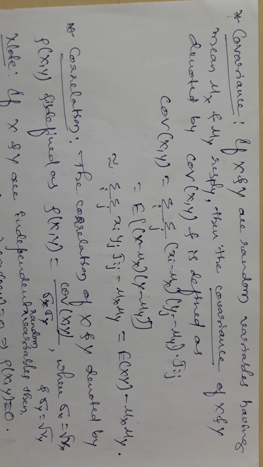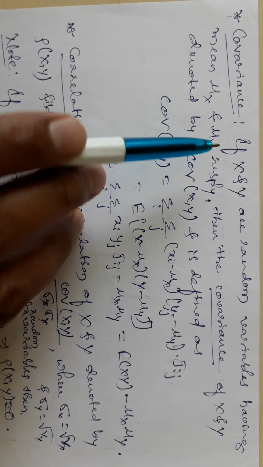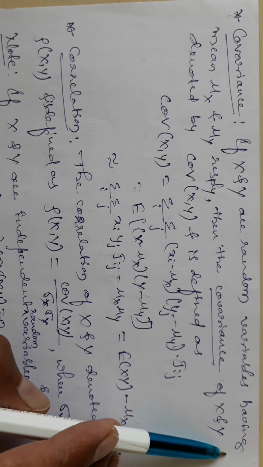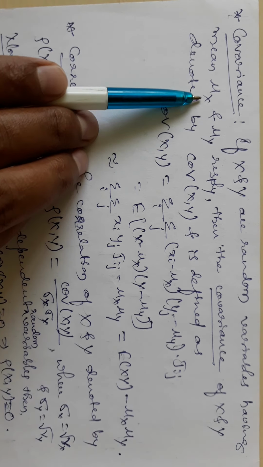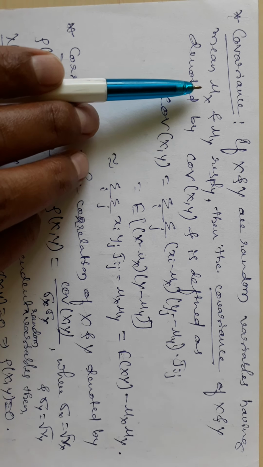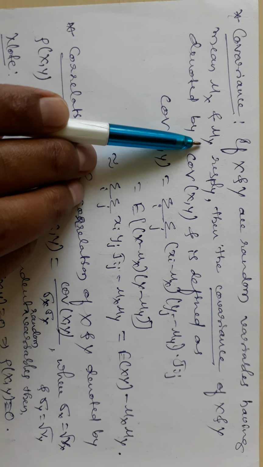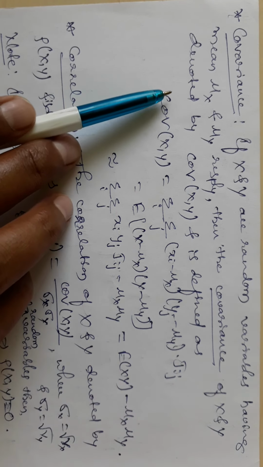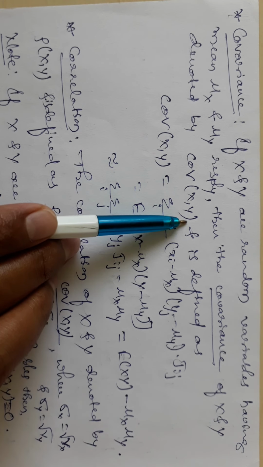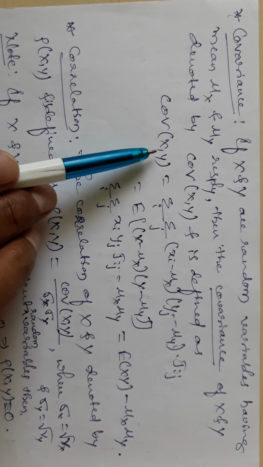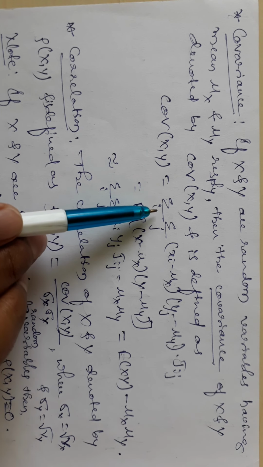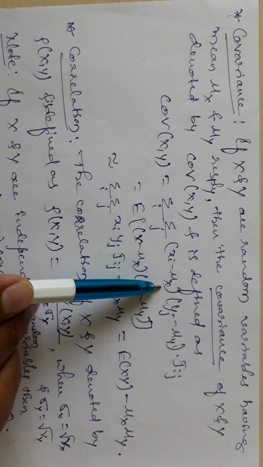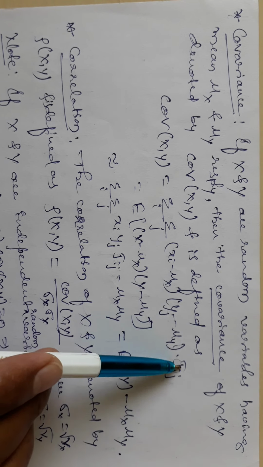Now the third one is covariance. If x and y are random variables having mean mu x and mu y, that is expectations E of x and E of y respectively, then the covariance of x and y is denoted by COV of xy and is defined as COV of xy equal to summation over i, summation over j, of xi minus mu x into yj minus mu y into Jij.